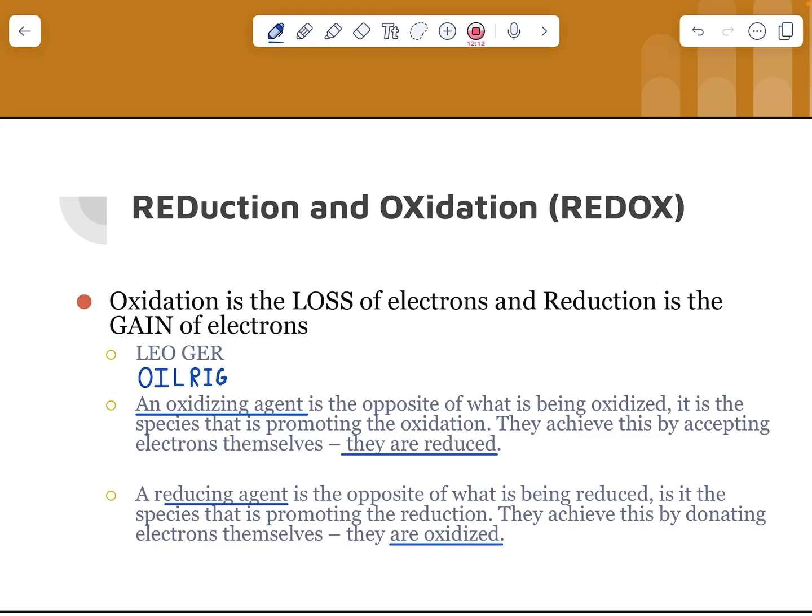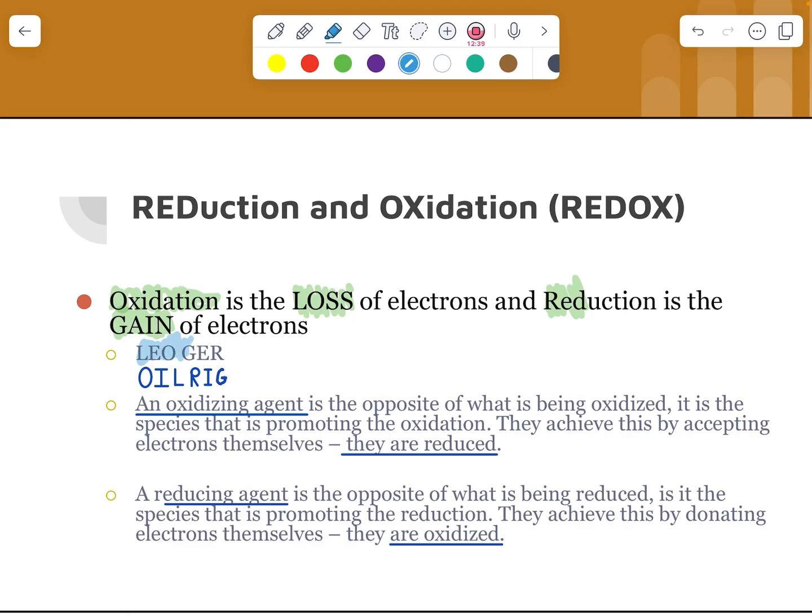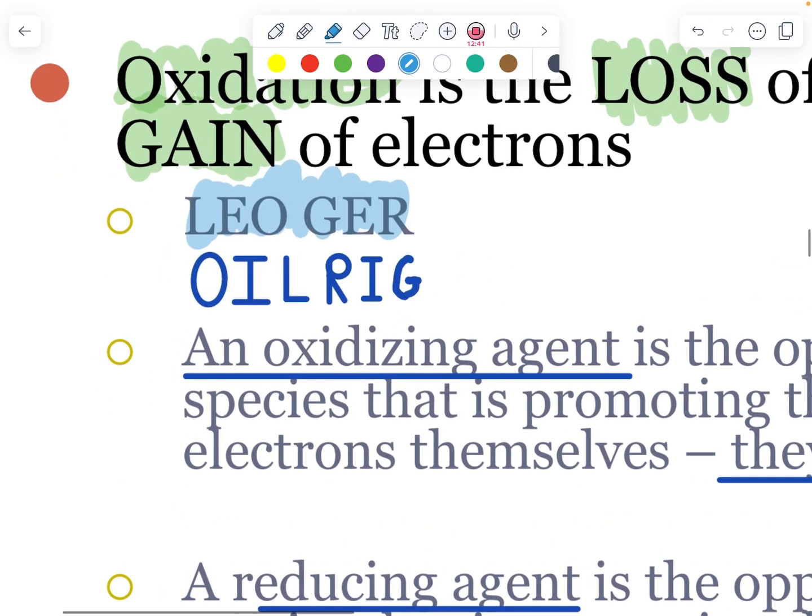So what we're really looking at is the transfer of electrons. Oxidation is the loss of electrons. That's very important to remember. Oxidation is the loss of electrons, and reduction is the gain of electrons. And you can use this acronym: Leo the lion says GER is a fine acronym to use. Personally, I like to use OIL RIG because I think it's more straightforward. Oxidation is loss and reduction is gain.